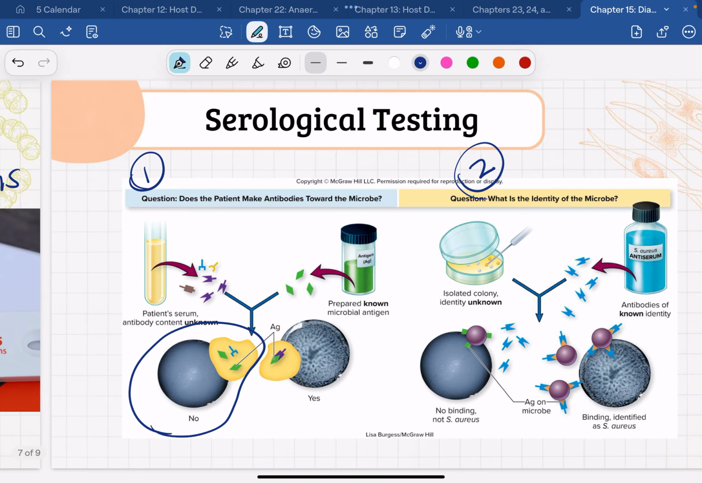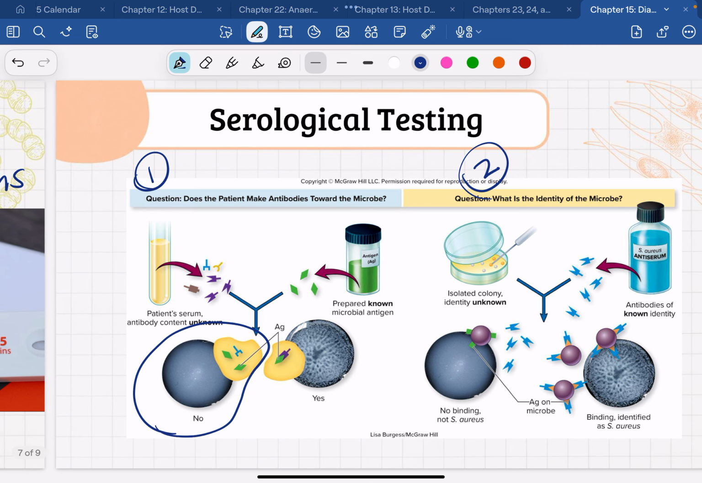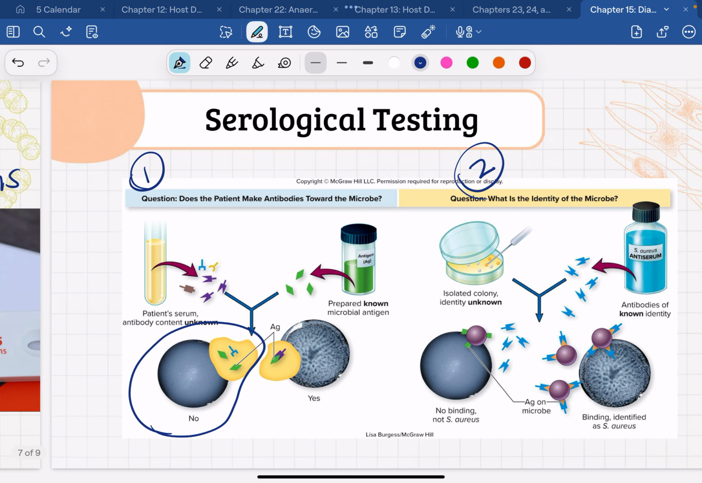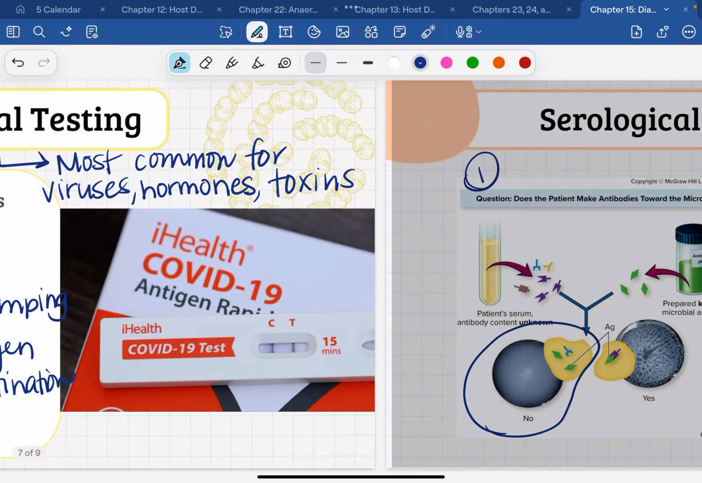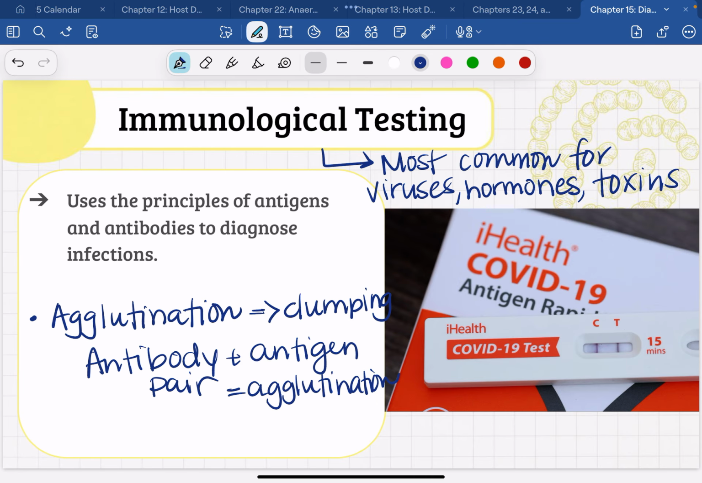Okay, so we are doing this one, question 2. What is the identity of this organism? Okay, and on these COVID tests, this testing line has embedded antibodies in that paper. So that paper has antibodies sitting in it in a straight line.